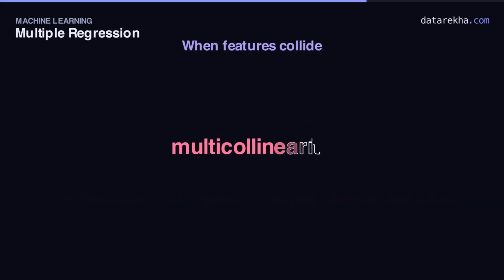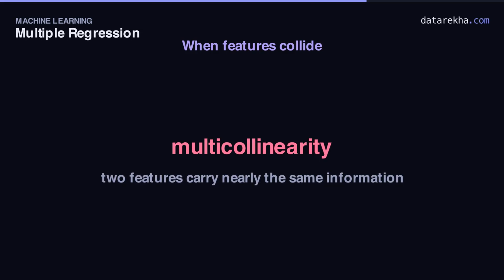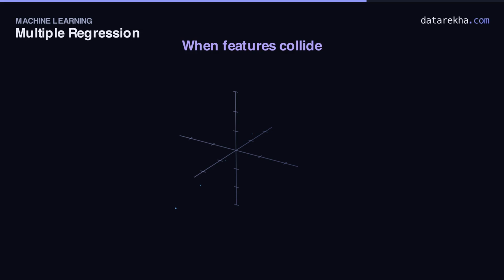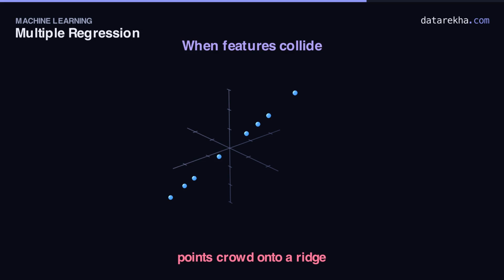This danger has a name: multicollinearity. It strikes when two features are nearly the same information, strongly correlated, almost a copy of each other. Here's the geometry, and it's striking. When x1 and x2 are collinear, the points don't spread across the floor. They crowd onto a single ridge line.